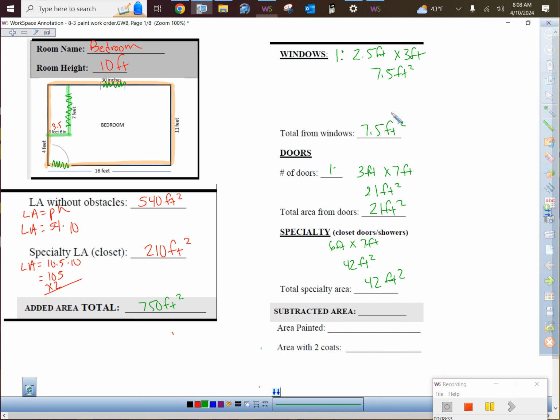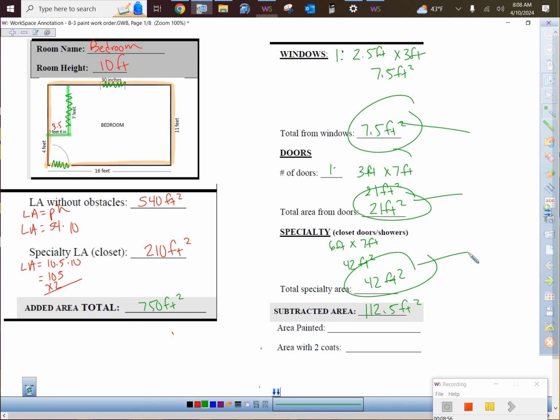This is all of our normal subtracted area. Add this, this, and this up, and give me a total subtracted area. I got 112.5 square feet. Is that what y'all got? Adding those up, 7.5 plus 21 plus 42. Is that what you got?